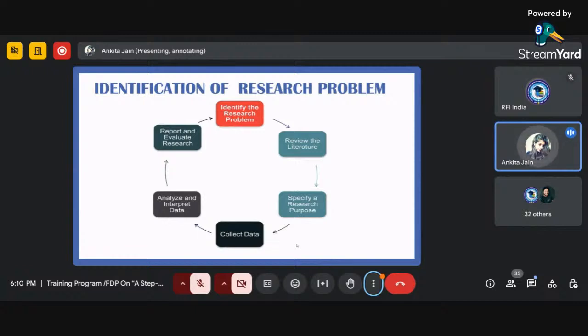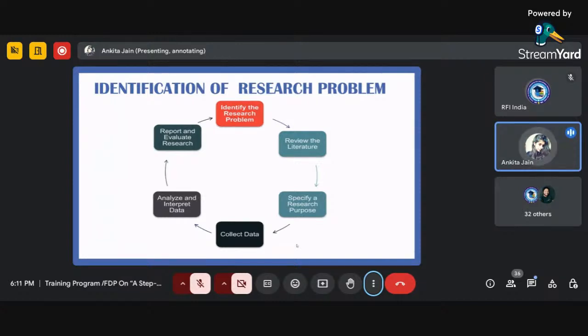So here we are talking about the research problem. First of all, we need to identify the research problem, so we have to do a review of literature first. Then we have to specify the research purpose, that is the research objective, right? As I have told you, once we are done with the literature, we'll get the research gap, and after identifying that gap, we have to specify the research purpose or research objectives. Once the objectives are done, we have to collect the data. Data can be primary data or secondary data on which your study needs to be done.